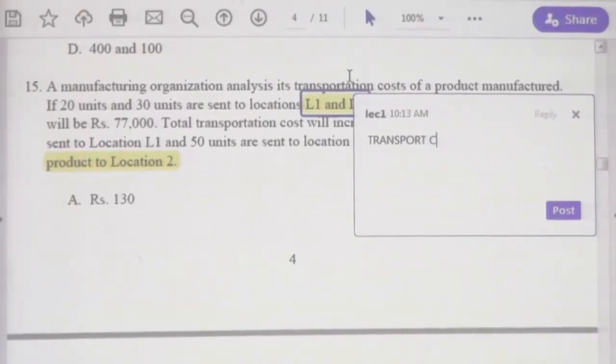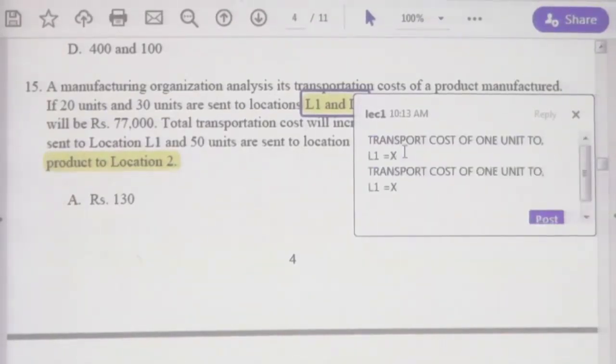Transport cost of 1 unit to location L1, say as simple X or capital X, right, capital X. Then again you can say transport cost of 1 unit to location L2 as Y. Let us take like this.